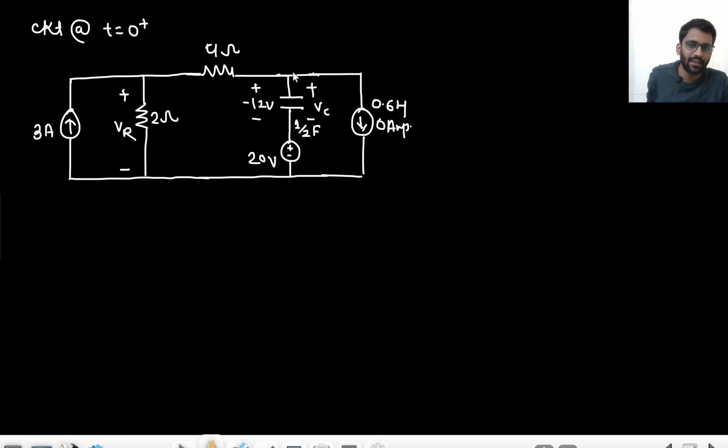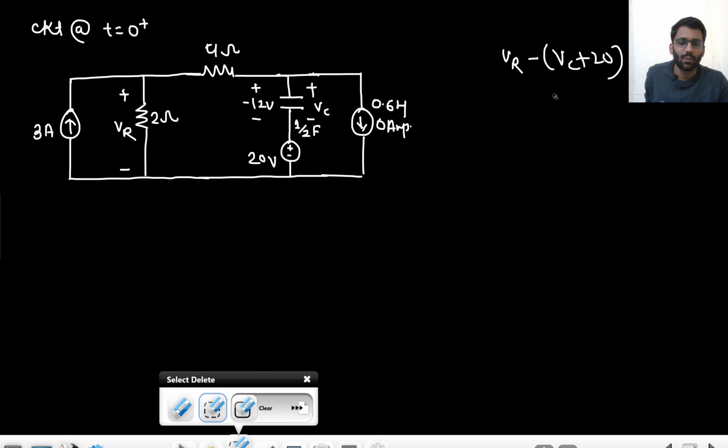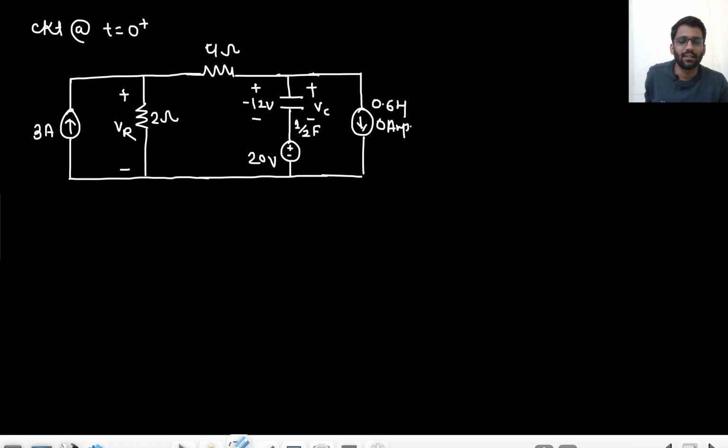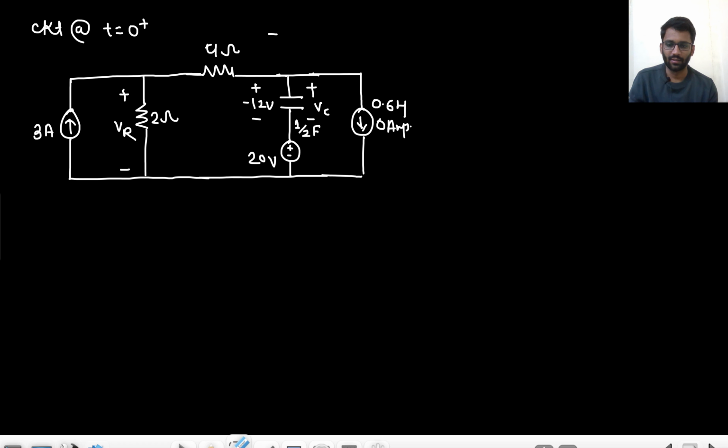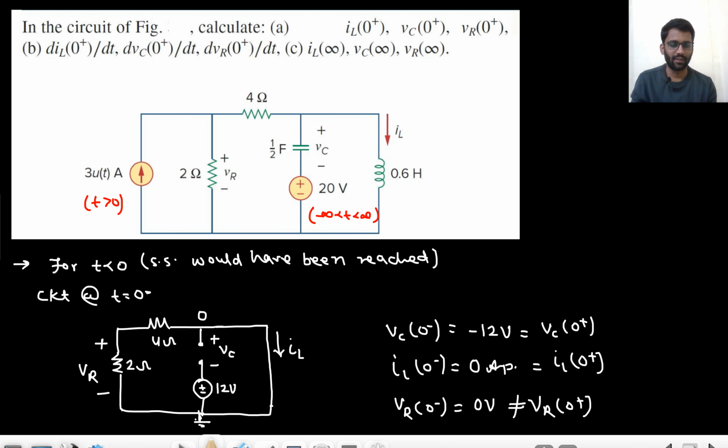This is VR minus VC plus 20. That is this voltage. Or I can give it a value that I will give later on. For solving the problem in a better way, always give some value. Let's just assume I am giving it V0 voltage. Or later on I will write it whenever I need it.